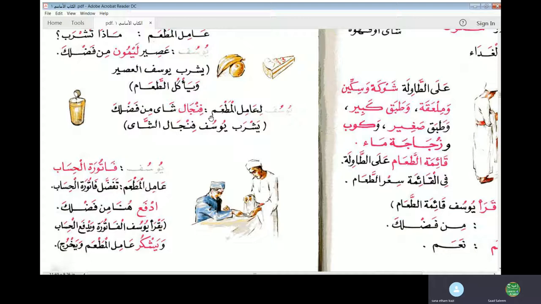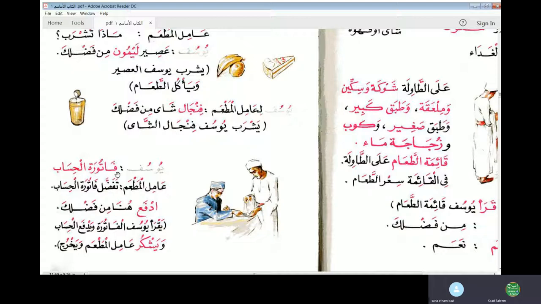Yusufu li amil al mat'am, Yusuf to the waiter: Finjalu shayin, min fadlik. A cup of tea, please. Finjan is a very small cup, made for drinking tea or coffee. Tea cup please. Yashrabu Yusufu finjalu shaya. Yusuf drinks the cup of tea.